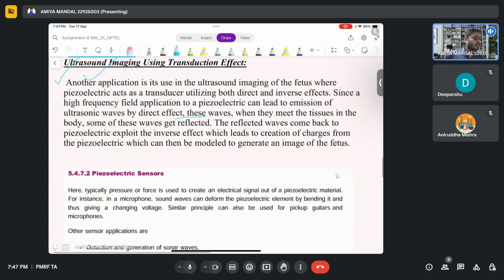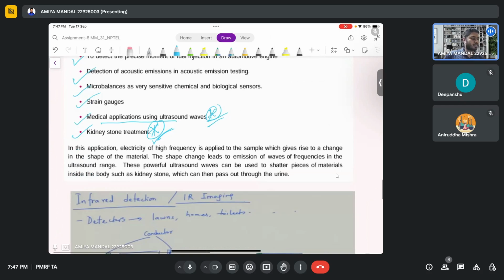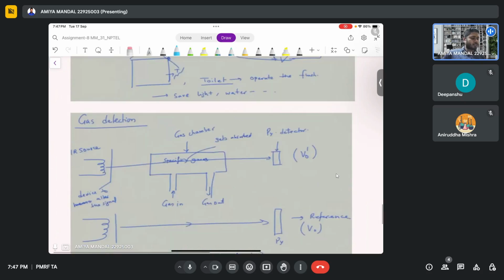Okay, so that's all that is discussed here. Only piezoelectric sensors, detection of generation of sonar waves, detection of automatic engine knock. You can read all these applications. In medical applications, ultrasound waves are very important. In case of kidney stones, it's also used.